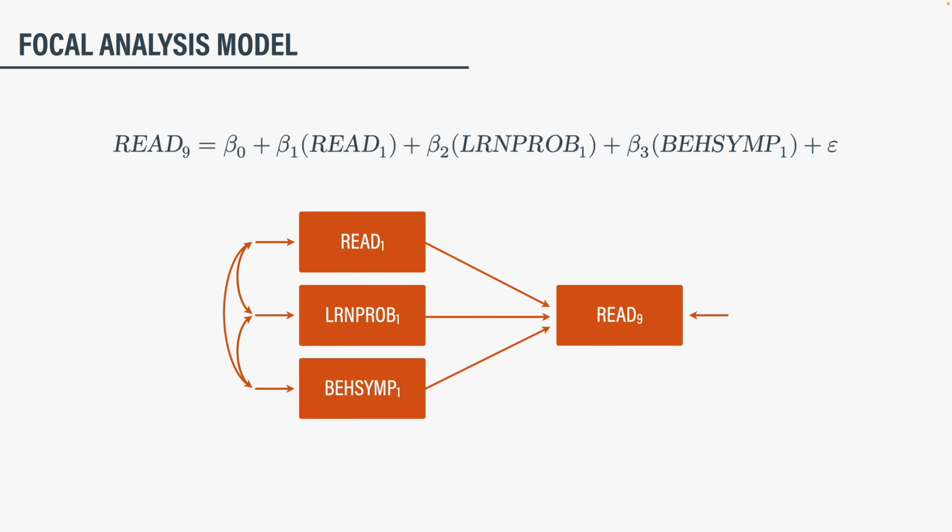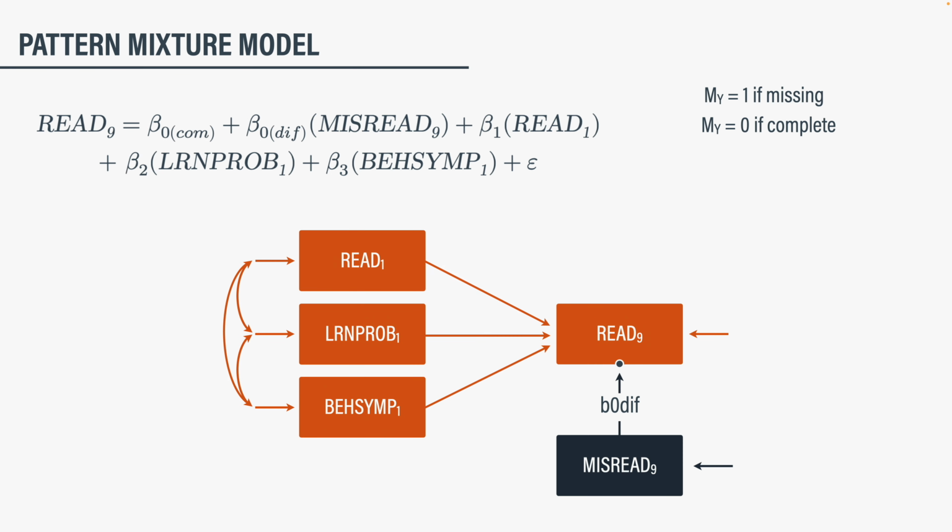It could be that whether or not a student has test score data in ninth grade is related to their underlying achievement. The pattern mixture model allows this possibility by incorporating a missing data indicator as a predictor into the model. This is a path diagram of a basic pattern mixture model. I added a dark blue dot on the dependent variable in the path diagram to represent the model's intercept.